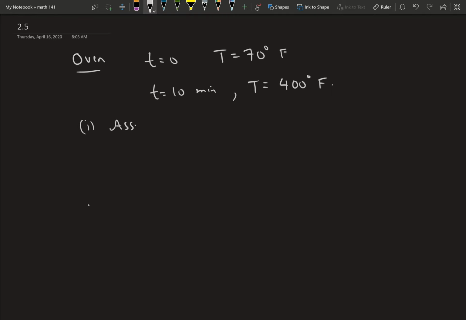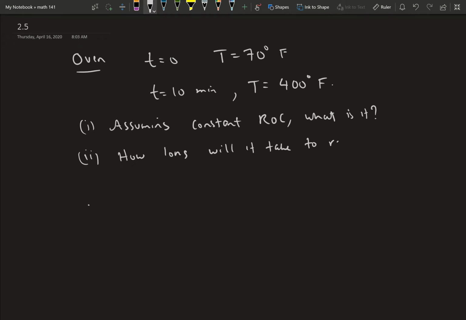So we're assuming a constant rate of change. What is the rate of change? And secondly, how long will it take to reach 500 degrees Fahrenheit? And for that, we're going to have to create an equation that models this process. So let's do part 1 first.